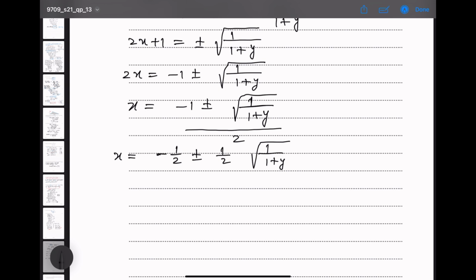So now from here we can say that (fg) inverse will be minus 1 over 2 plus minus 1 over 2, square root of 1 over 1 plus y. Now we will replace y by x, giving 1 over 1 plus x. This is the inverse function of fg.